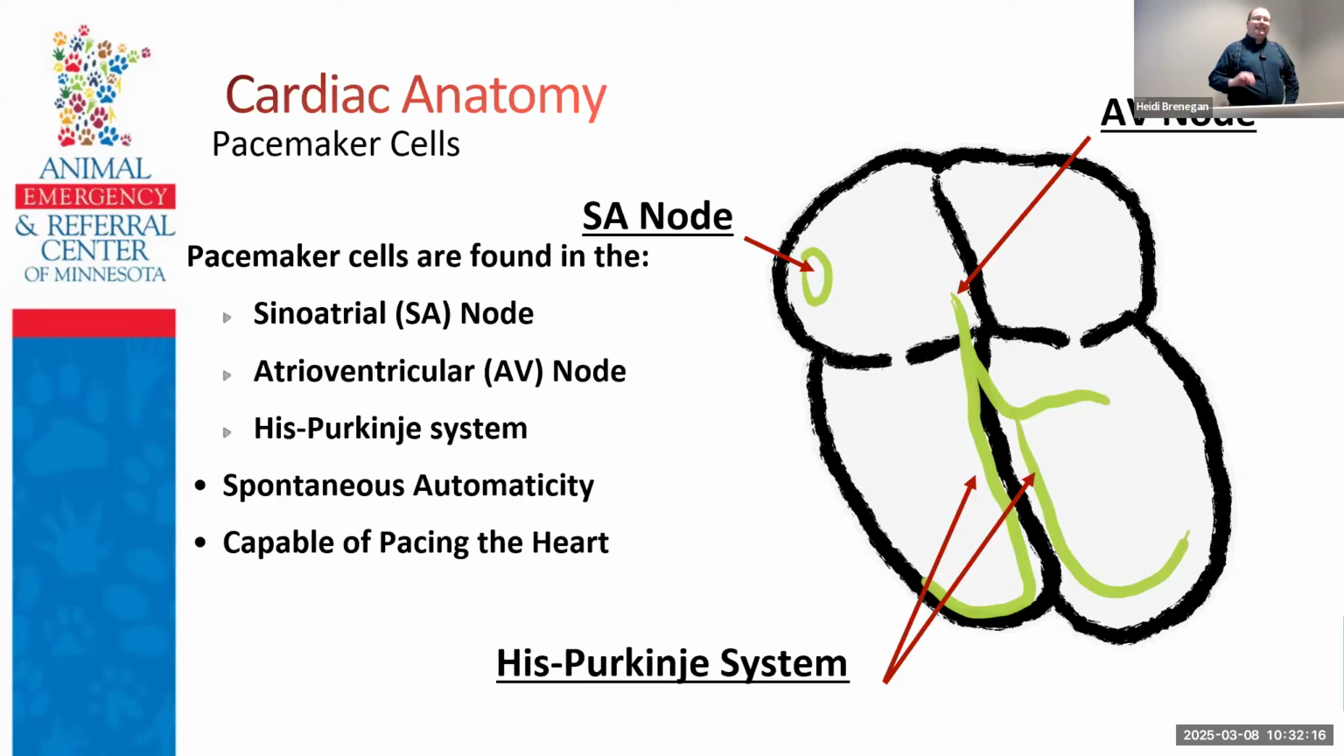The SA node has the highest rate of pacing. The SA node is the pacemaker. What happens when the SA node goes off is there's something called overdrive suppression, which keeps all those other pacemaker cells from pacing the heart. If the SA node fails, then any of those other cells can take over. But under normal circumstances, everything's going to start with the SA node, go through the AV node, and down the His-Purkinje system.